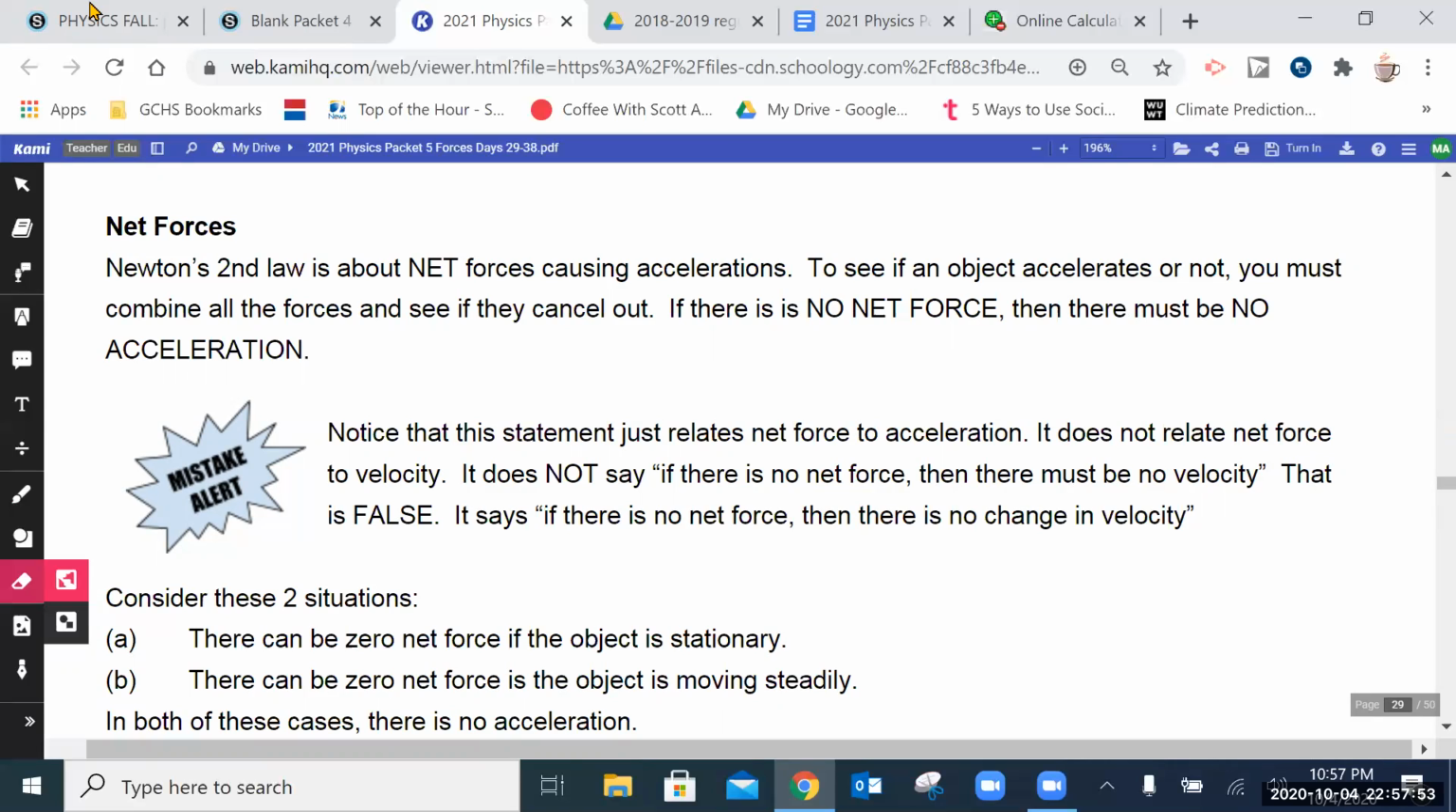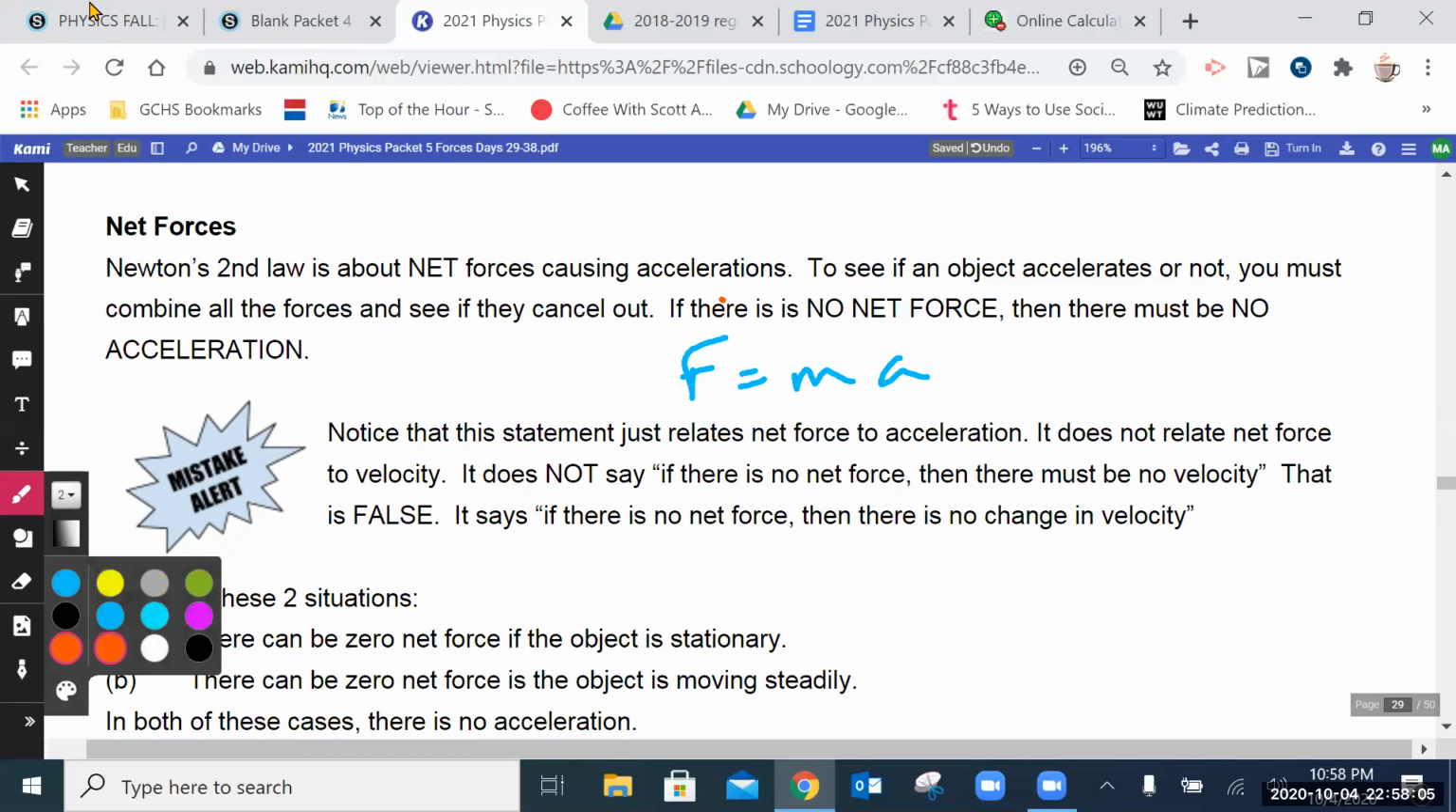Mistake alert! Please note that this statement just relates to net forces and acceleration, as in F equals MA. The force here is the net force. It does not relate net forces to velocity. It does not say if there's no net force, there must be no velocity. No, that is false. It says if there is no net force, then there's no change in velocity. Change in velocity is acceleration. It can still be moving. It's just not changing its motion.